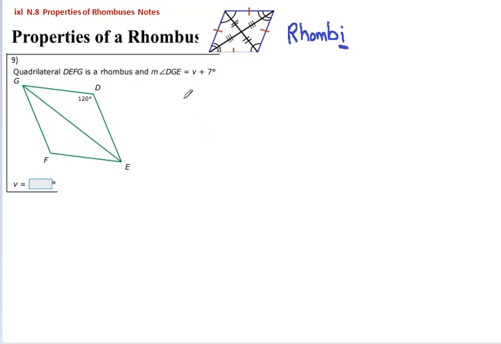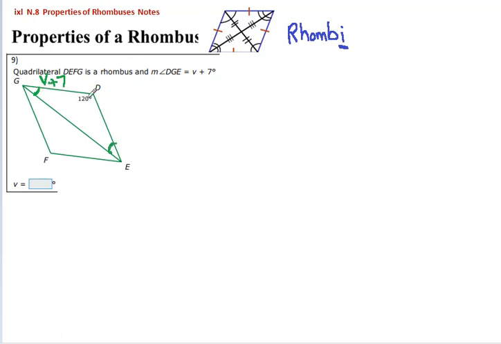Last one in this section, I think. Okay. The measure of DGE. DGE is this one. And we are told it is V plus 7. V plus 7 for that one. Okay, and we're looking to see what V equals. So we know we should be getting good at realizing that this angle is going to be the same as that one.